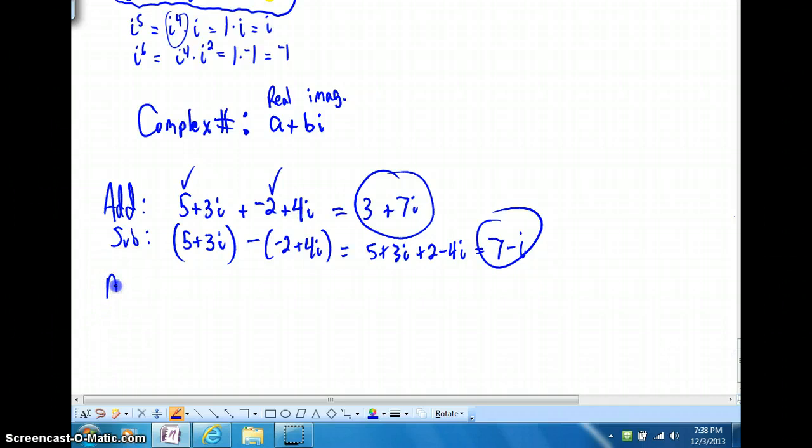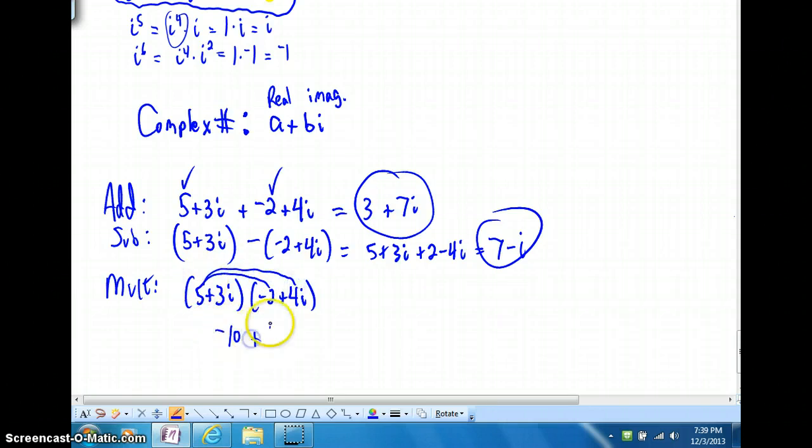What else could we do with complex numbers? Well, we could multiply. And we could take the same problem, 5 plus 3i times -2 plus 4i. And just foiling this out, 5 times -2 is -10. 5 times 4i is 20i. 3i times -2 is a -6i. 3i times 4i is 12i squared.